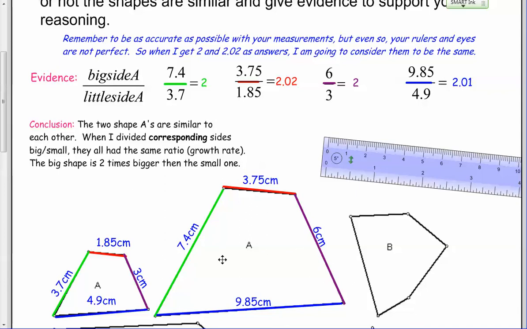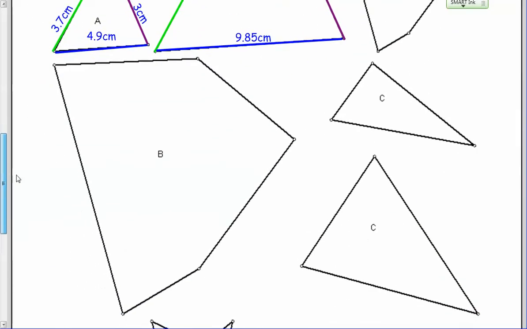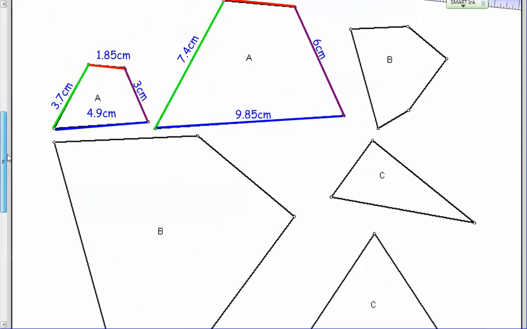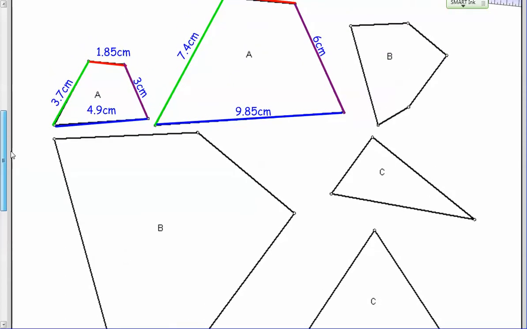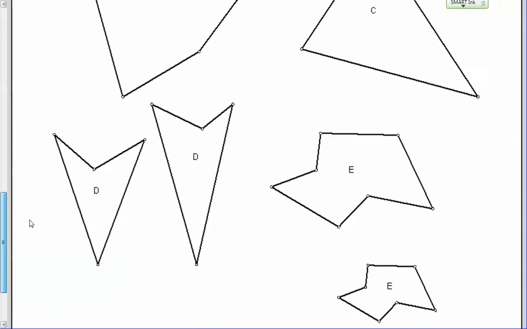Same thing here. These 2 shapes are not similar if one of them grows faster than the other. But luckily, these ones did turn out to be similar. You can kind of look and see which ones won't work out. Like I think shape C's, they don't look like they've grown at the same rate. Maybe the B's too. You'll have to do your math and check and see.